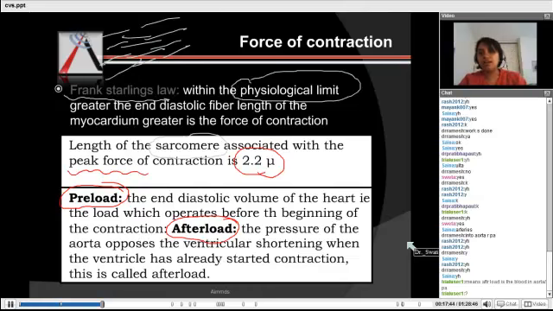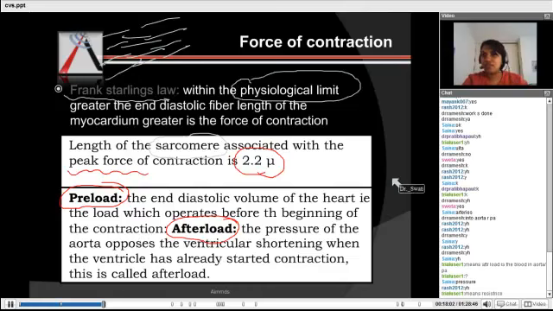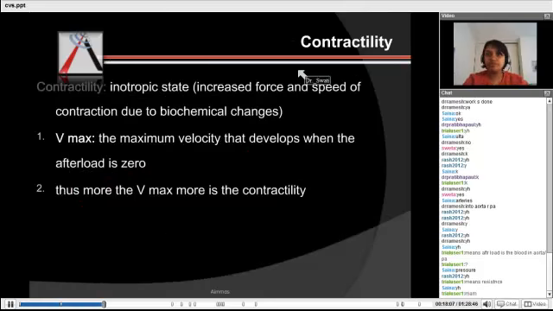Afterload is not the blood. Afterload is a load created by the blood. It's a resistance offered. It's a load on the heart that it has to bear while throwing out the blood. Clear? So afterload itself is not the blood, it is the force. It's a resistance, yes. The force.